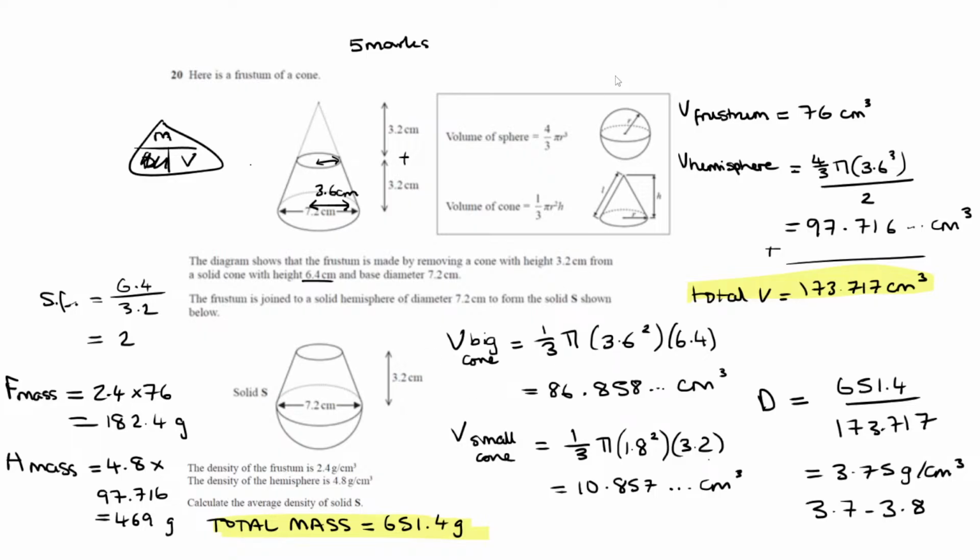So yeah, I feel like that should have been 6 marks because you literally only got 1 mark for finding out the volume of the cone, and that was like 4 or 5 steps.